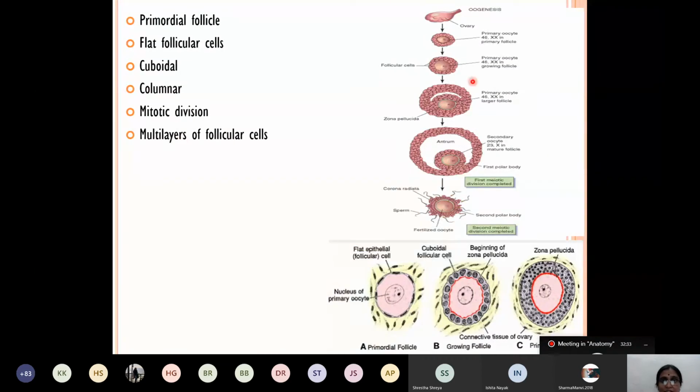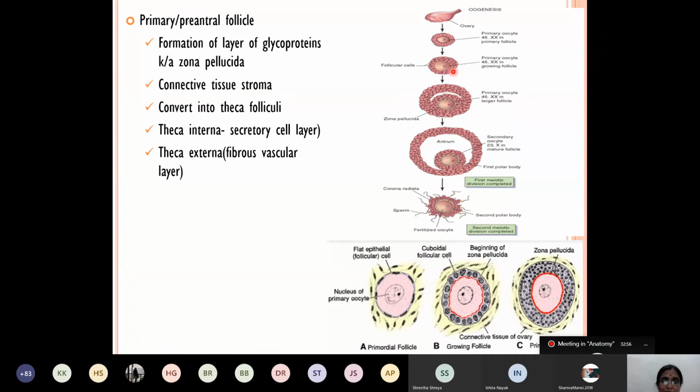Now here you can see what the events are. My dear student, very, very easy to remember. Primordial follicle with the primary oocyte, first flat follicular cells, followed by cuboidal converting into columnar. Then in this follicular cell, mitotic cell division takes place and gives rise to an abundant amount of multi-layered follicular cells known as the granulosa cells. Then after the formation of the granulosa cells, they form a layer which covers this oocyte, known as the zona pellucida.